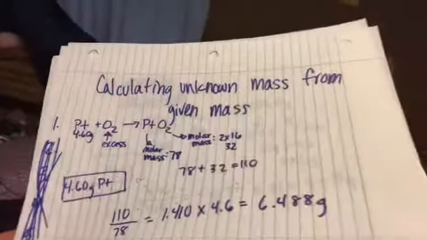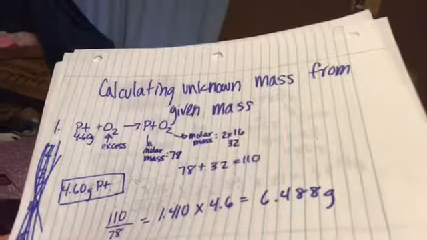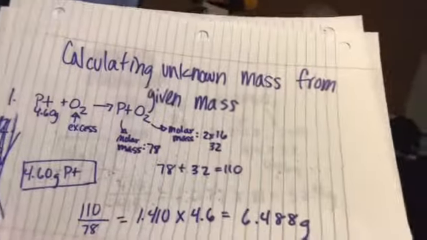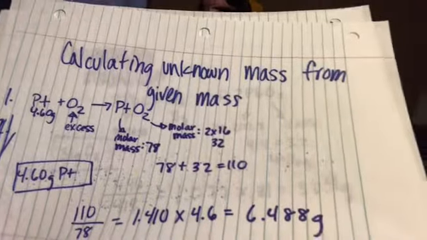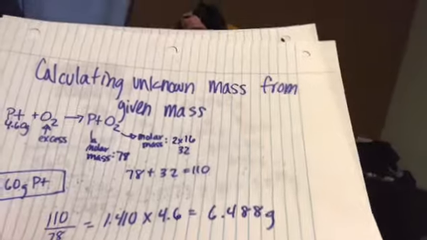So lastly, we will be calculating unknown mass from given mass. So I have a problem here. It's not worded out this time, but we have that platinum was given to us that stated it was 4.6 grams, and oxygen was the excess.